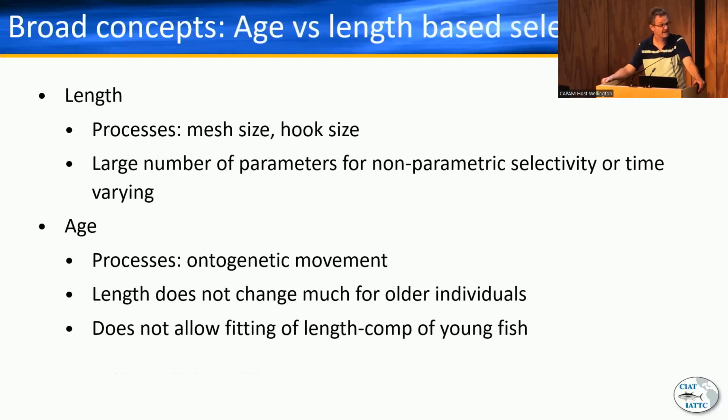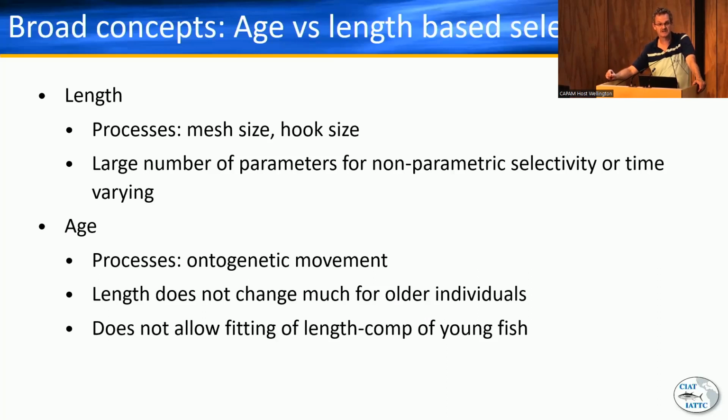The next one is age versus length. And this is actually quite important. We've seen this in a few tuna assessments where choosing age selectivity has caused some issues. Multifan-CL can only do age selectivity, so it makes it difficult to estimate length frequencies of the small fish. So for considering this, you want to think about the processes that are involved in selectivity or availability. For length, it's processes typically like the characteristics of the gear, like the mesh size, hook size, things like that.